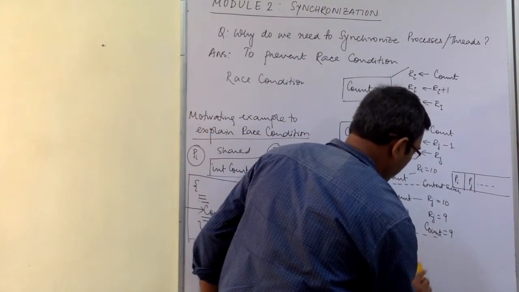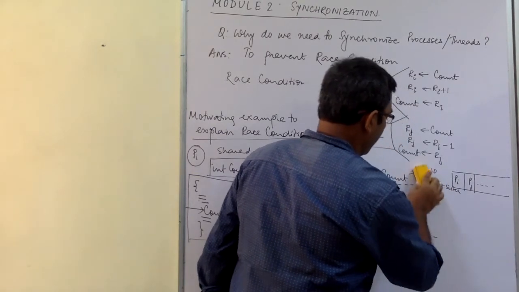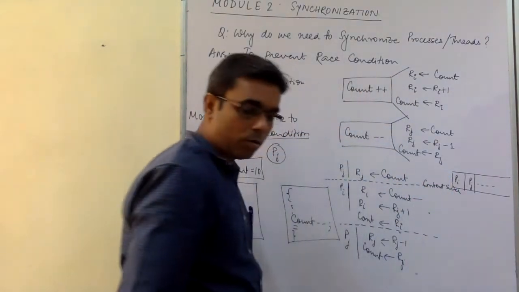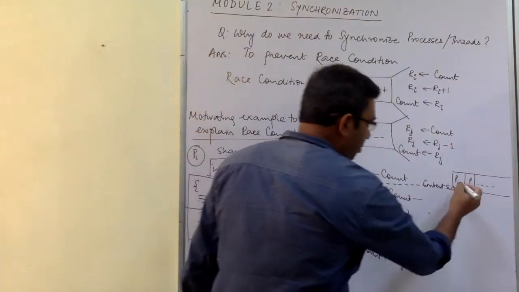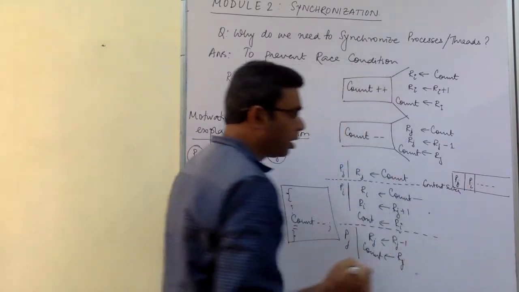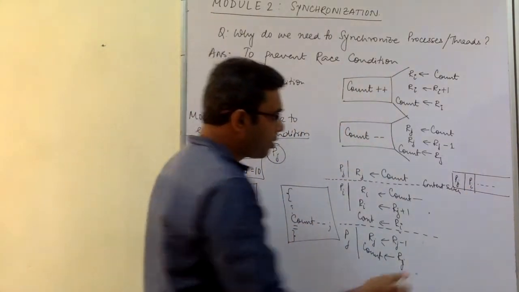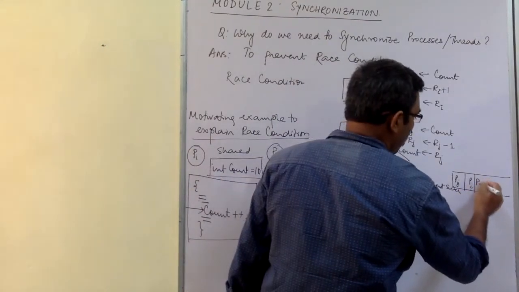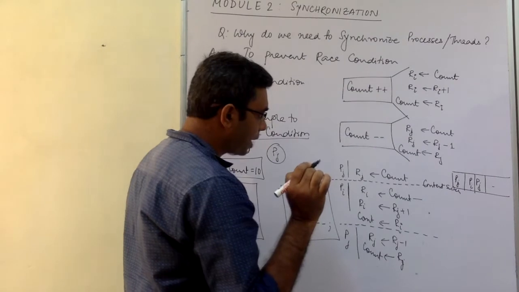So here we find, remember that in the previous case the value of count was 11. Now it's like this: we started with pj, then there was a context switch, the control was transferred to pi, pi completed its 3 instructions, and then the transfer came back to pj, and pj could complete the rest of the 2 instructions. In this case what happens?